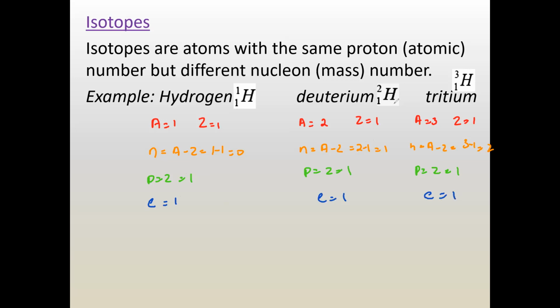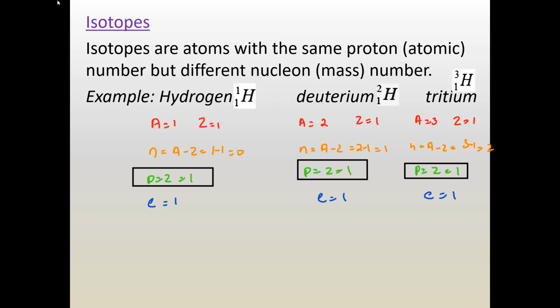So what is the definition? These atoms have the same number of protons but a different number of neutrons, so we call them isotopes. Isotopes are atoms of the same element with a different number of neutrons, or we can say the same proton number but a different nucleon number or mass number. We call them isotopes.